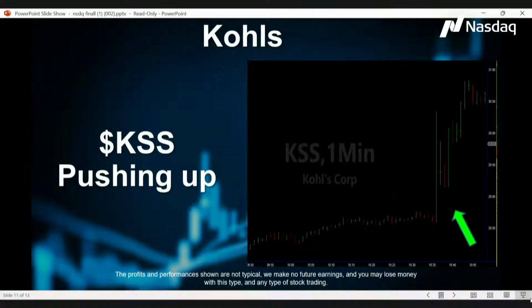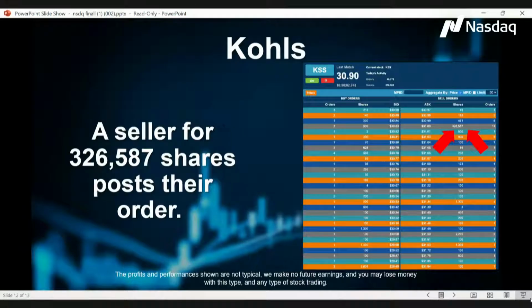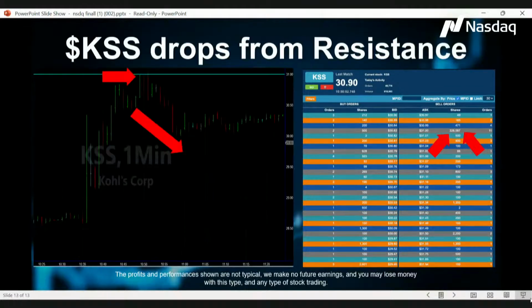Kohls, nice little stock right there, had a really nice push around 10:30. And when you look at it, this was a monster seller right there. It was a 332,000 share seller. And when you look at the book viewer, once again, 200 shares, 500 shares. When you do the math and add that up, that's a lot of money right there. Huge major resistance levels. And you could see that once it got close to that resistance level, boom, the stock came right back down. Once again, the only reason you hit that resistance level is because of that big iceberg order.